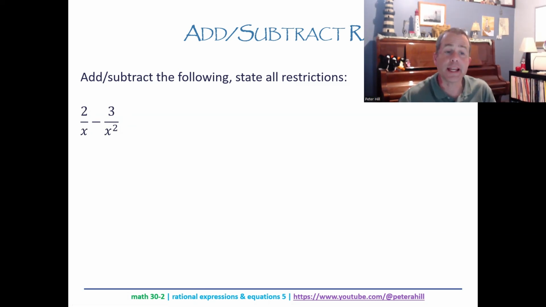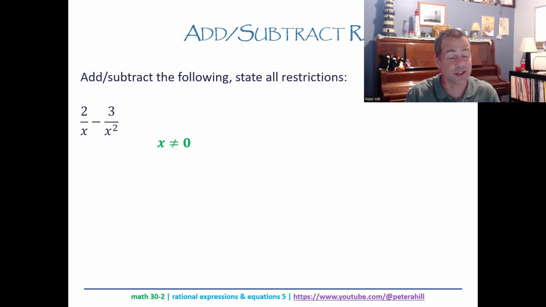All right, in this next question, we're looking at 2 over x minus 3 over x squared. So again, we're going to follow our steps. Step one, factor. Nothing to factor here. Number two, we need to talk about NPVs, and we know that x can't equal 0 because I have an x or an x squared on the bottom. Both of those would give me that x can't equal 0. Now I need a common denominator.